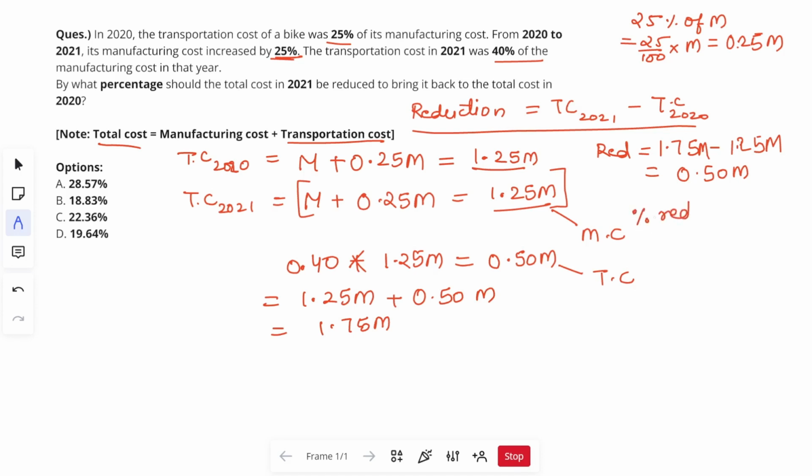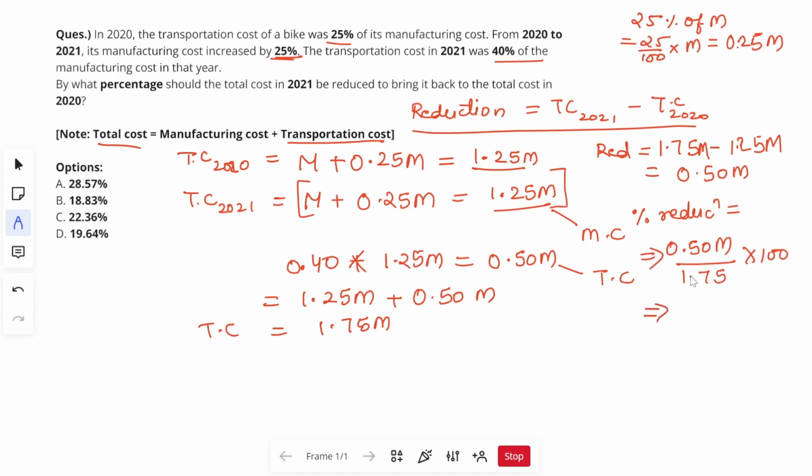How can you find out the percentage reduction? In order to calculate the percentage reduction, you have to divide the reduction value that you have got by the total cost, which was 1.75, and multiply by 100. This will give us the percentage value.